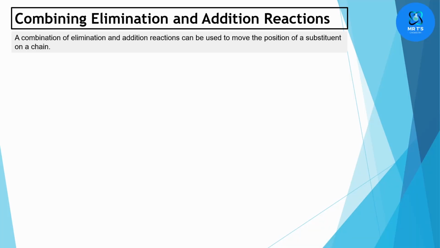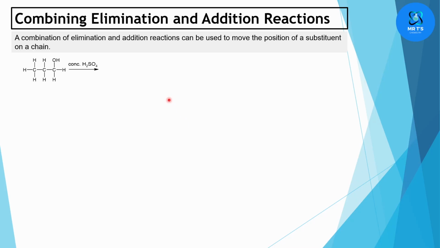Before looking at this video, it would be really helpful if you've gone through and remember the reagents that are used to carry out elimination reactions and addition reactions, and also understand Zaitsev's rule for elimination reactions and Markovnikov's rule for addition reactions. So what we want to do here is look at how we can do a sequence of organic reactions to produce the organic product we want.